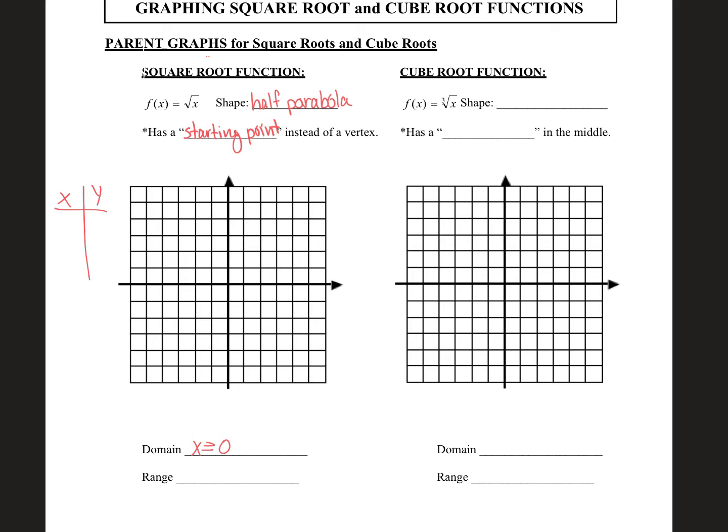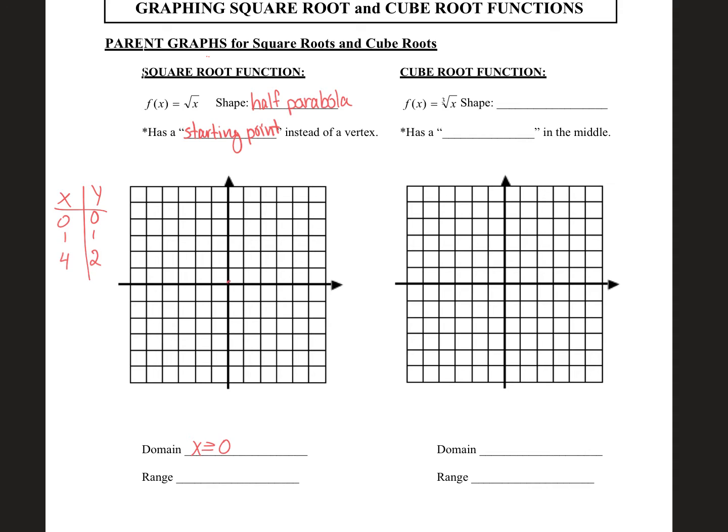Because we're taking the square root, it's going to be helpful to choose x values that are perfect squares when we're filling in our XY table. So 0, 1, and 4 are all perfect squares, so these will be easy numbers to use when we're graphing. If we plug in 0 for x, our y value is 0. If we plug in 1 for x, we're just taking the square root of 1, which is 1, and then the square root of 4 is 2.